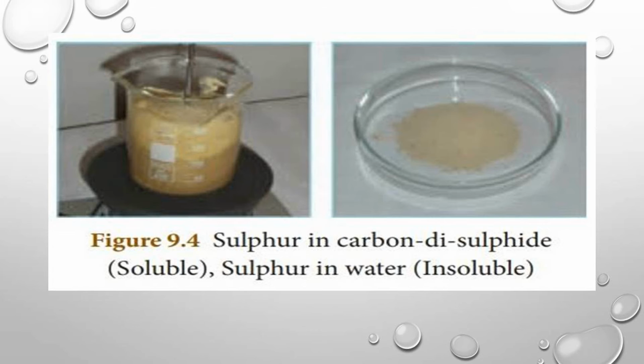So next one, non-aqueous solution. A solution with a solvent other than water is called a non-aqueous solution. For example, sulfur is dissolved in carbon disulfide. The sulfur dissolves only in carbon disulfide. Next example, iodine is dissolved only in carbon tetrachloride. That is called a non-aqueous solution.